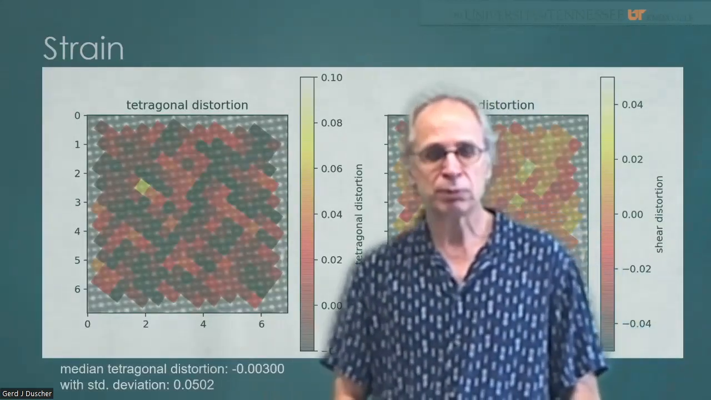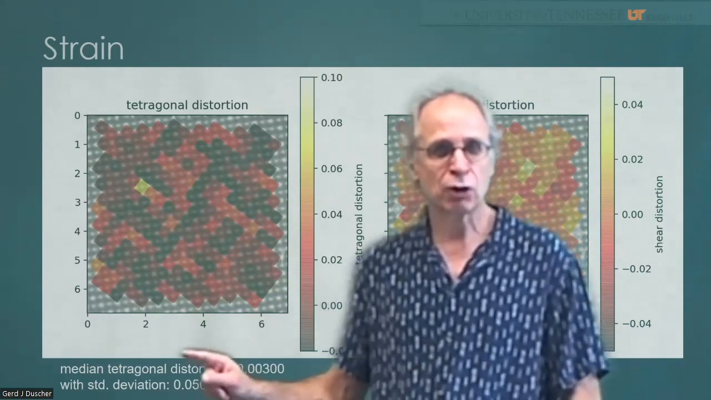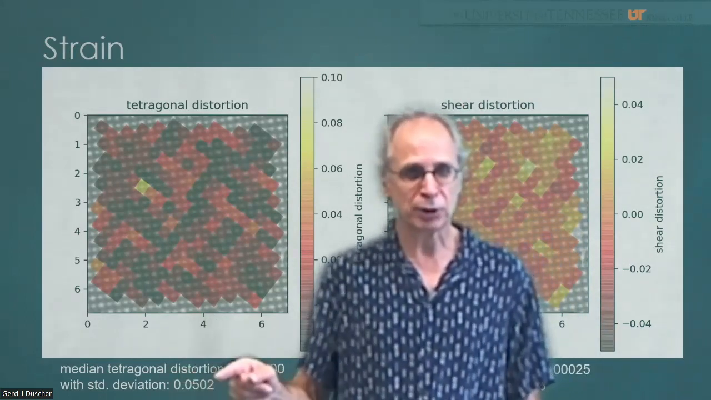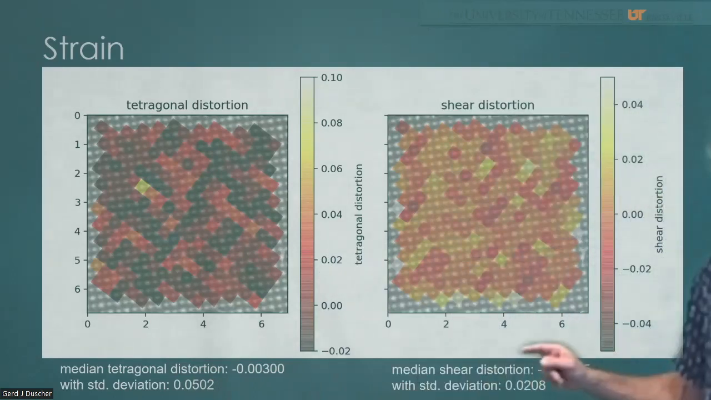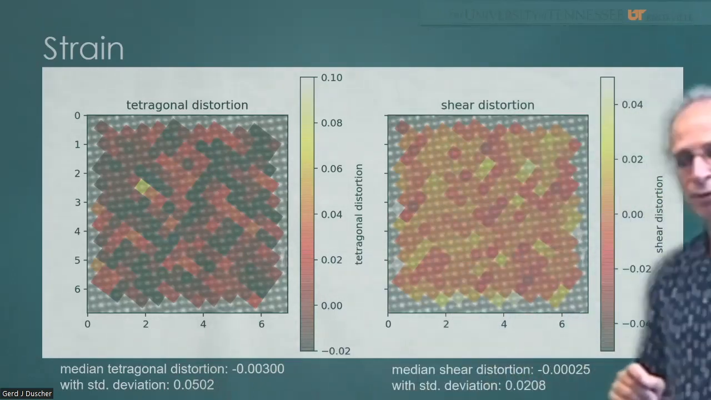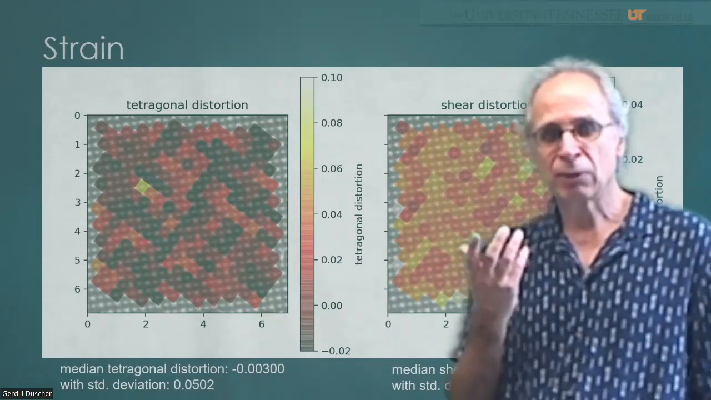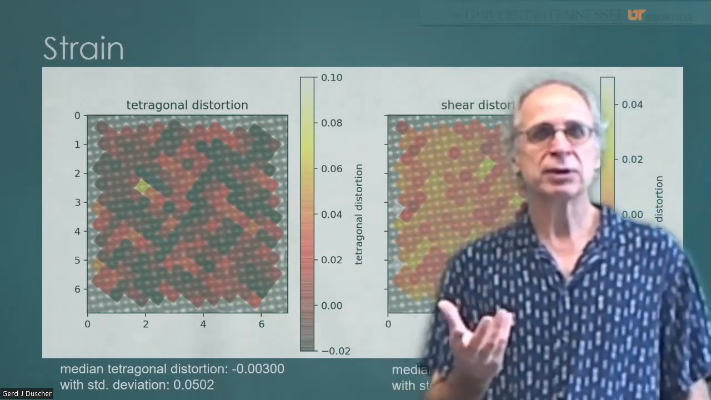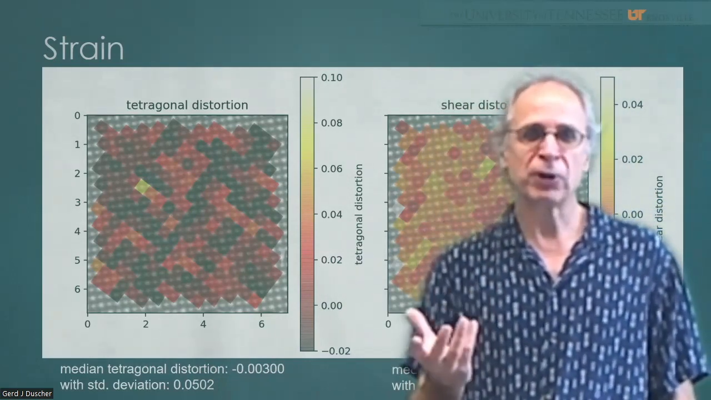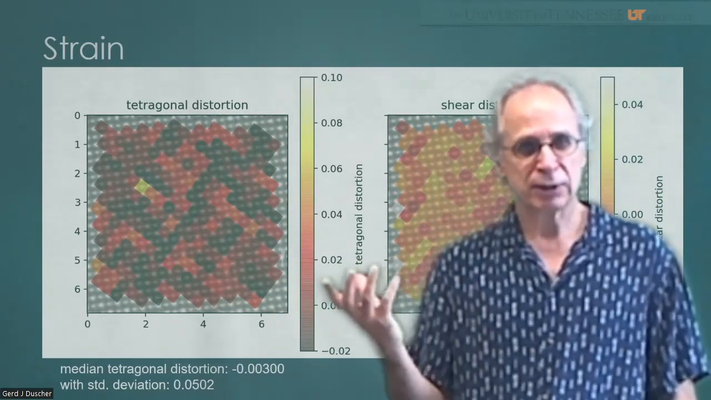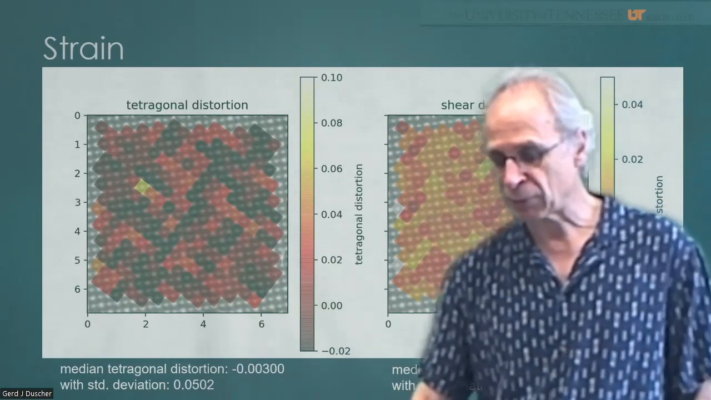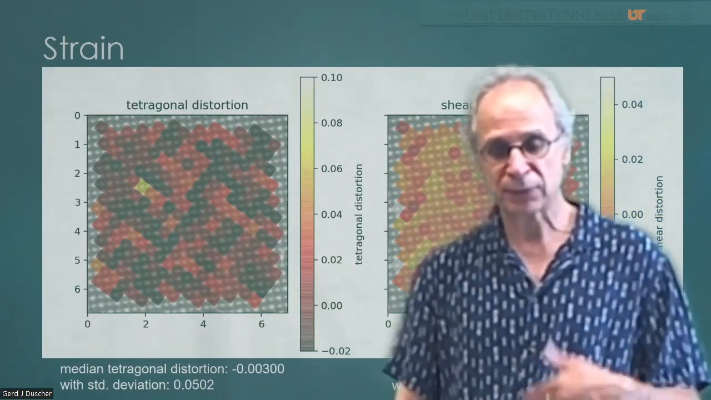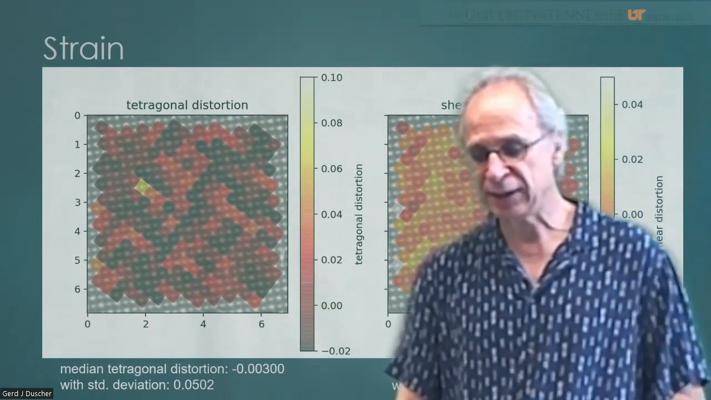The strain, tetragonal distortion, not surprisingly, is a little bit worse, right? But not a lot. So again, we have reasonably quantitative data, and something that should be square is not quite, but that gives us our error bar. That is the key thing here.